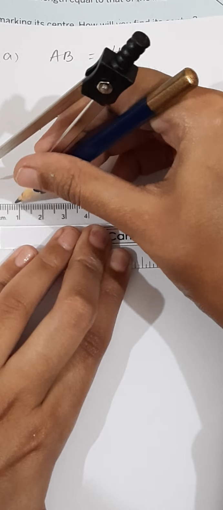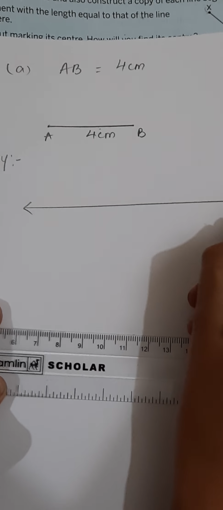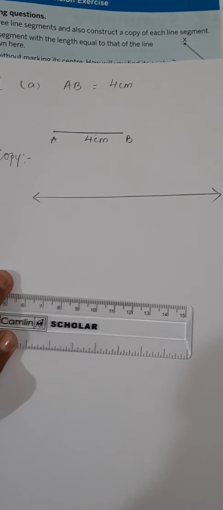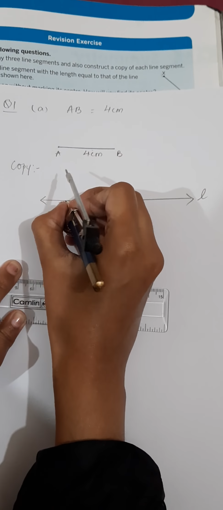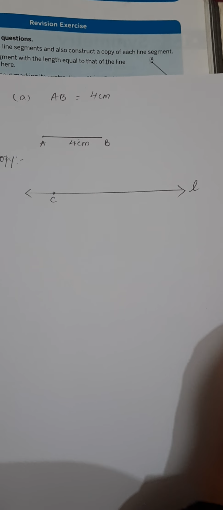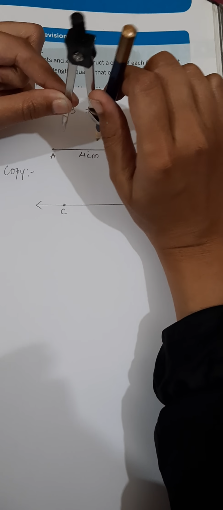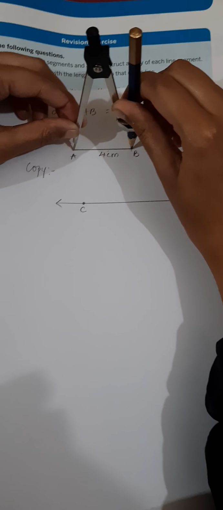To draw the copy, just make sure one thing. Make a line which is bigger than this line, and name that line L. I have drawn one line which has to be greater than this line. Now, place any point C here, any point on this line. After this, with the help of compass, open your compass so that the needle of the compass is at A and the other one is at B. The pencil has to be on B. Like this you have to open it.